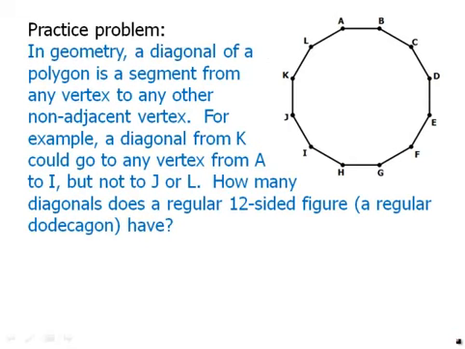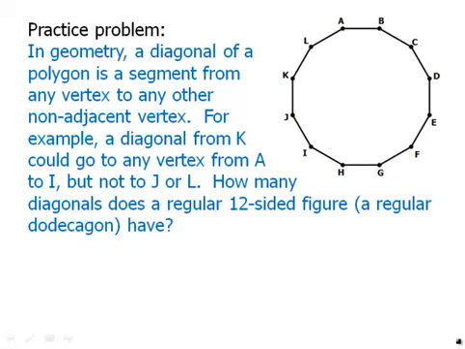We made reference to this back in the geometry section. Now we have the tools where we can count diagonals. The diagonal of a polygon is a segment from any vertex to any other non-adjacent vertex. For example, a diagonal from K could go to any letter from A to I, but could not go to J or L. So that's just the definition of a diagonal. How many diagonals does a regular 12-sided figure, a regular dodecagon, have?